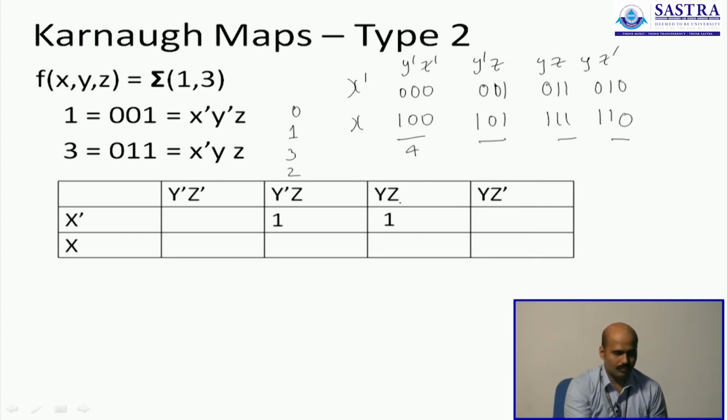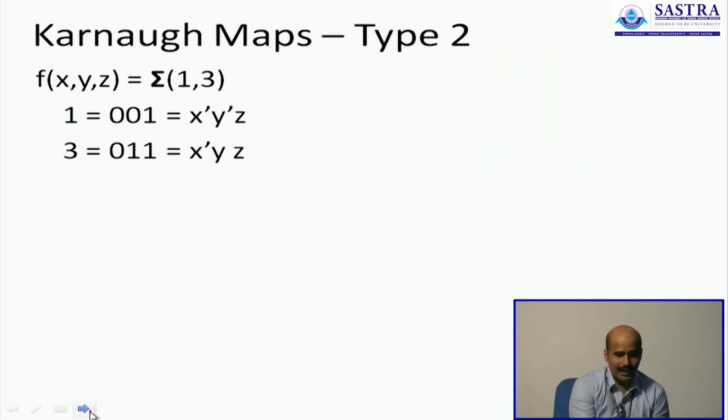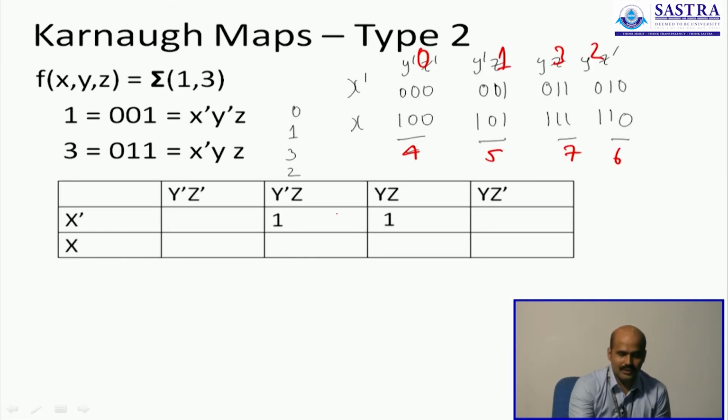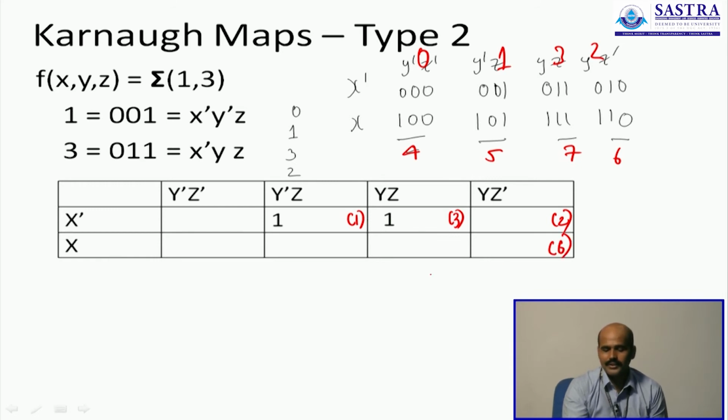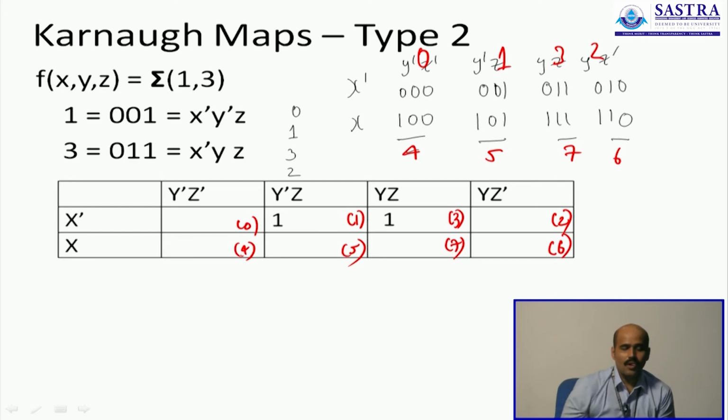You know why this is 4? This is 5, this is 7 and this is 6. This is 0, this is 1, this is 3, this is 2. So that's what you have on the table, because this cell corresponds to the number 1, this corresponds to the number 3, this is 2, this is 6, this is 7, this is 5, this is 4 and this is 0. The question gives us that there are only 2 terms in the expression and they are 1 and 3.